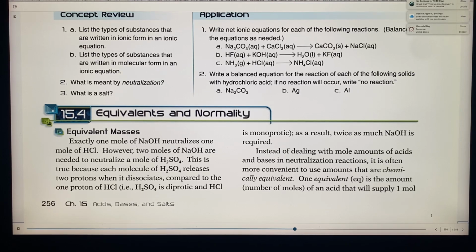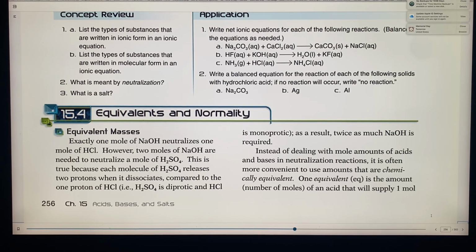So we're in chemistry, and now we're going into section 4, and we're going to be talking about equivalent masses. Equivalent masses means how many moles of one solution we need to mix with a mole of the other solution to make them equal. So 1 mole of sodium hydroxide, NaOH, will come with 1 mole of hydrochloric acid. Only one proton is released there, so they're equal. Their ratio is 1 to 1.